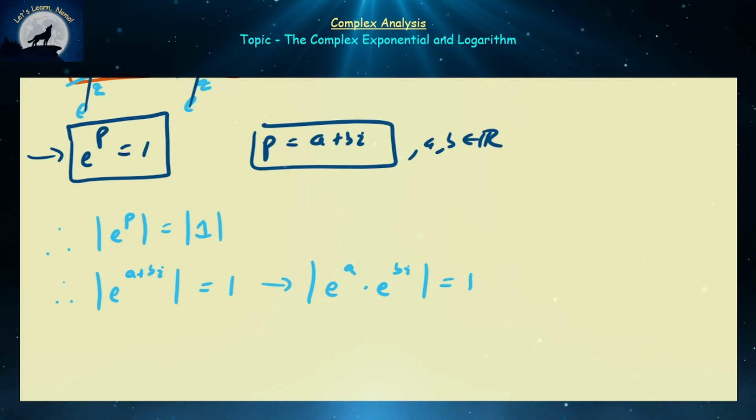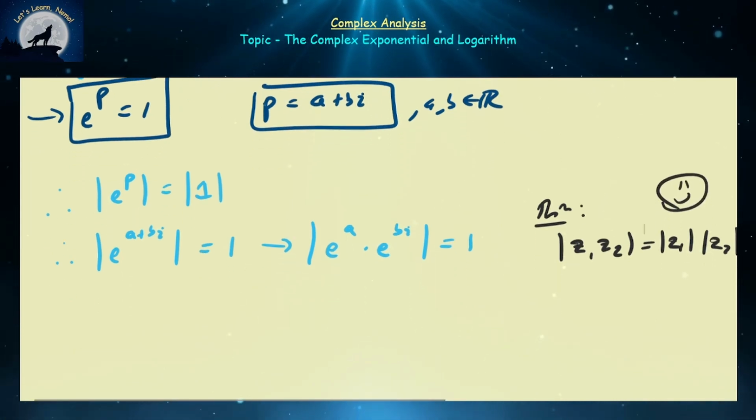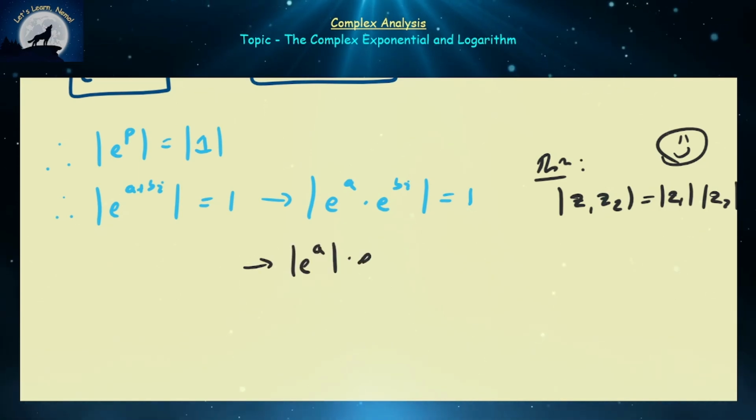Another property for complex numbers that you should be able to verify is that the absolute value of z1 times z2 will be equal to the absolute value of z1 times the absolute value of z2. And this is going to be very, very important. And here is the first case. So once we decompose this absolute value, we're going to have the absolute value of e to the a times e to the bi, and its absolute value must be equal to 1.